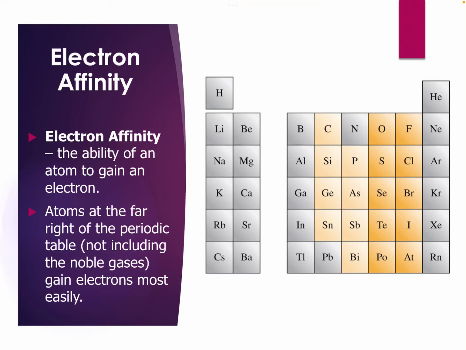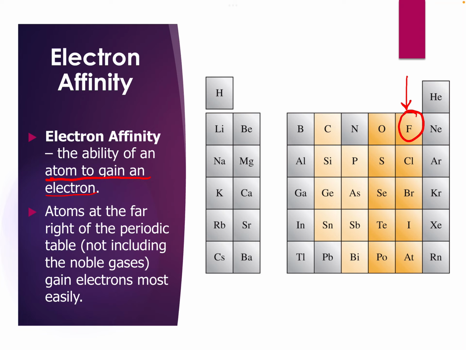Our last periodic trend that we're going to talk about today is electron affinity. Electron affinity is essentially the opposite of ionization energy. Ionization energy is the energy it takes to remove an electron, whereas electron affinity is the ability of an atom to gain an electron. So these are essentially opposites. Atoms at the far right of the periodic table, like fluorine, have a really high ionization energy. Well, they do have a high ionization energy, but they also have a really high electron affinity.